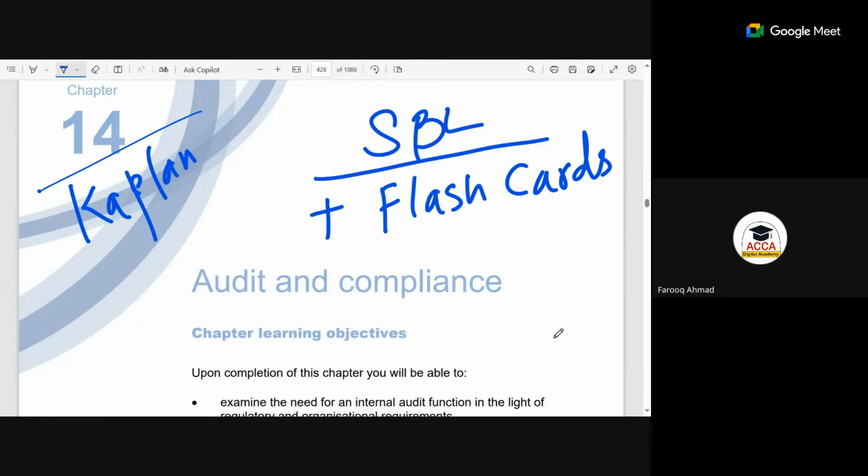And now we have added a special benefit for the students with the flashcard. So they will have access to the flashcard for the same chapter which we are studying today, audit and compliance. So during this session, maybe after 5, 7, 8, 10 minutes, they just keep watching. In the middle of this lecture, they will find flashcards for chapter 14, which are issued by Kaplan.